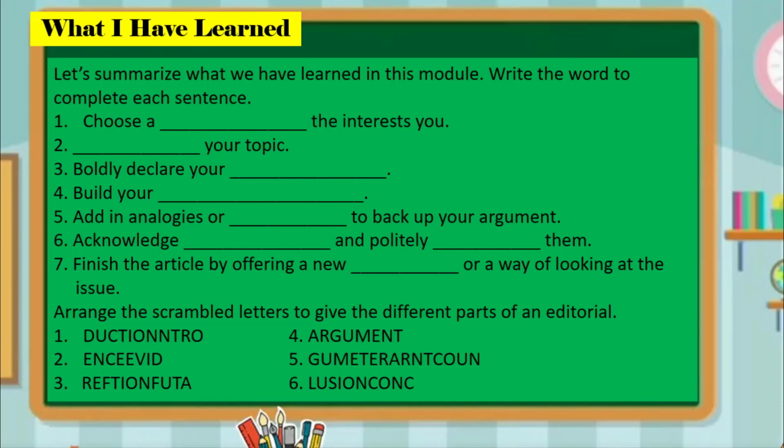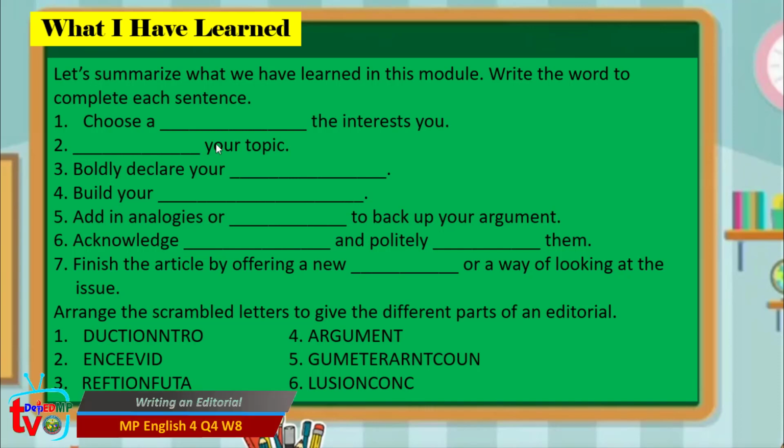Let's summarize what we have learned in this module. Write the word to complete each sentence. Number one, choose a topic that interests you. Number two, blank your topic. Number three, boldly declare your blank. Number four, build your blank. Number five, add in analogies or blank to back up your argument. Number six, acknowledge blank and politely blank them. Seven, finish the article by offering a new blank or a way of looking at the issue. Then, you're going to arrange the scrambled letters to give the different parts of an editorial.